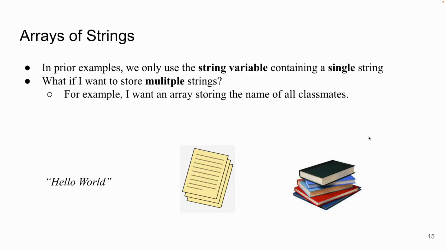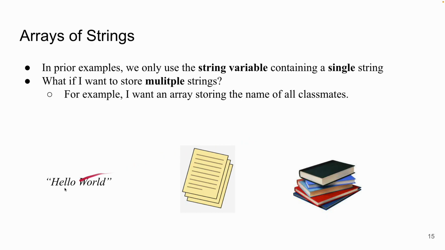Okay, the final topic about strings is how to create an array of strings. In the prior examples, we only used string variables containing a single string, right? However, in real life, most of the time we need to store multiple strings at once. For example, if I want to write a program to store the names of all my classmates, the name of each classmate is a string, right? And I definitely have more than one classmate. So I want a data structure that can store a lot of strings at one time.